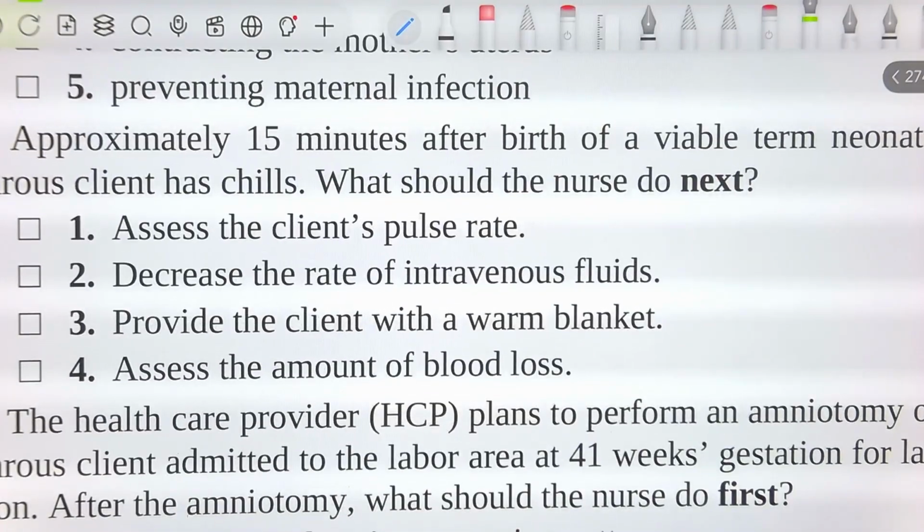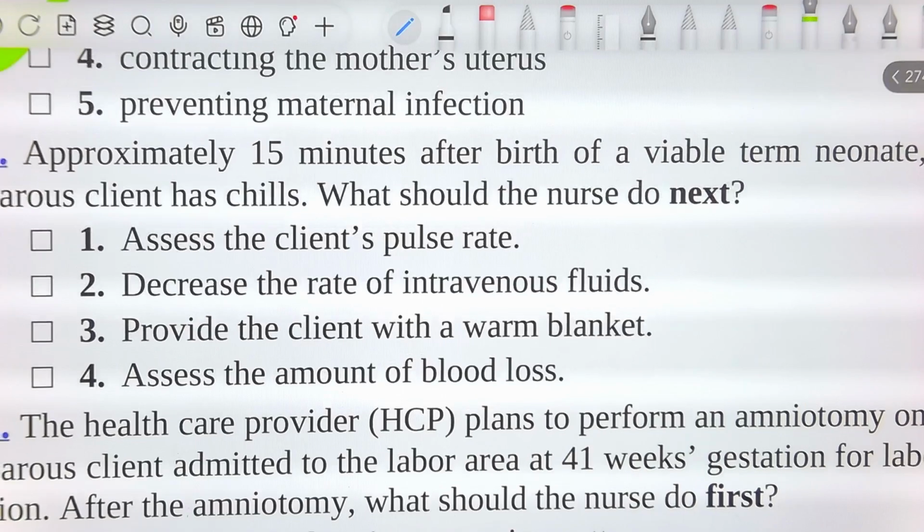Let's read the next question. Approximately 15 minutes after the birth of a viable term infant, a multiparous client has chills. What should the nurse do next? Read all the options and let me know the correct one. So the right answer will be provide the client with a warm blanket because she feels chills.